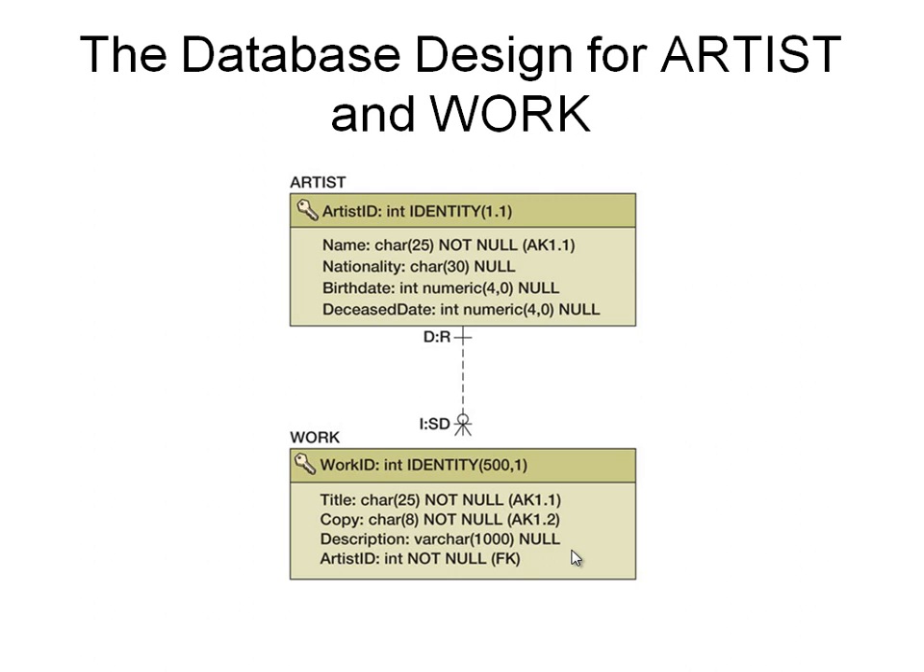For the work, the work ID is the primary key. The title is a character of length 25. Copy is a character of length 8. The description is a variable character with length of 1000, since I need more characters to describe the work. And then the artist ID is used as a foreign key that connects the artist entity with the work entity.